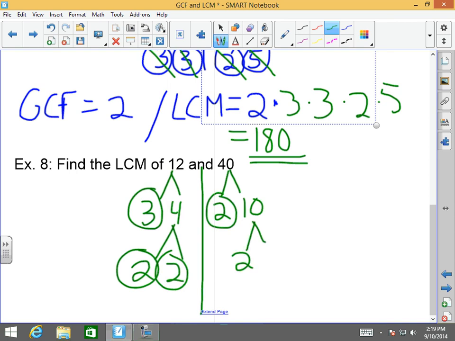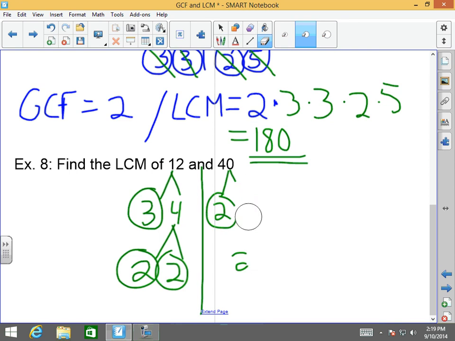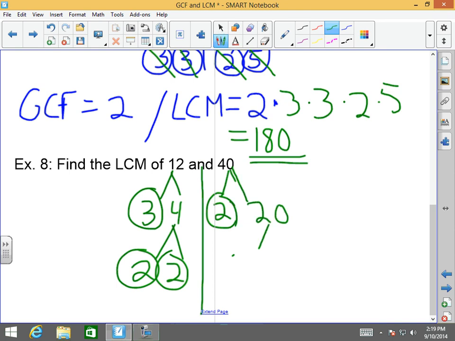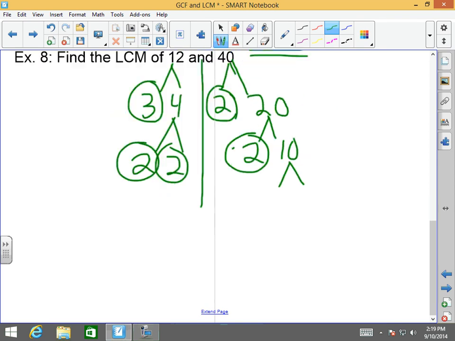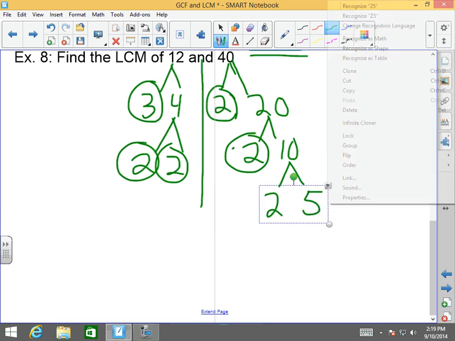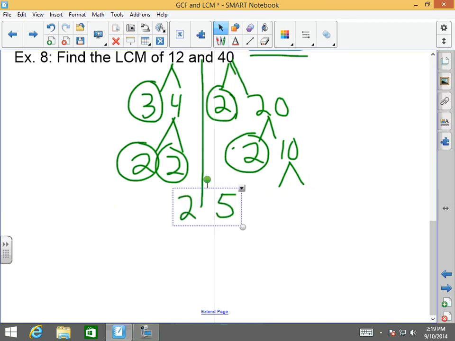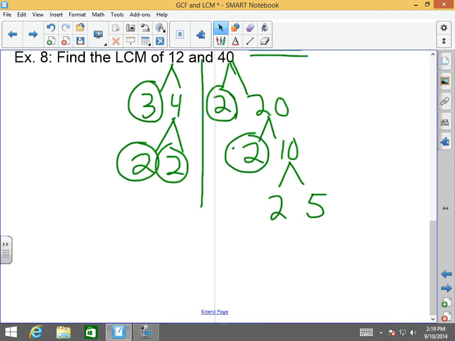Whoa, that's wrong. No, I'm going to put 2 times 20 is what I meant. Sorry. 2 times 20. And then 20 breaks down into 2 times 10. Circle the prime. And then 10 breaks down into 2 times 5. Circle the prime.